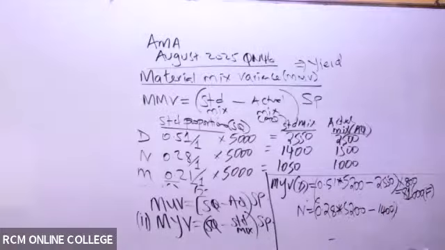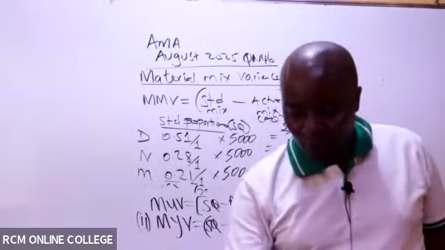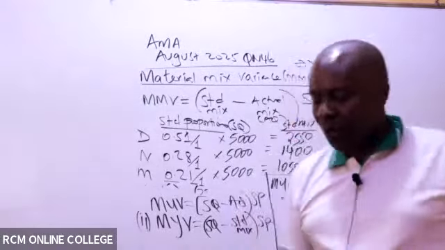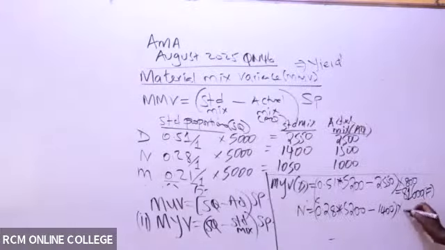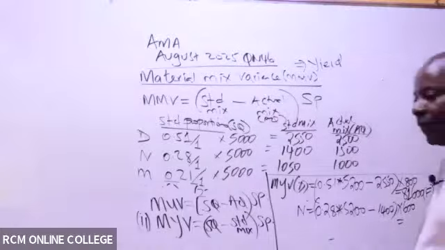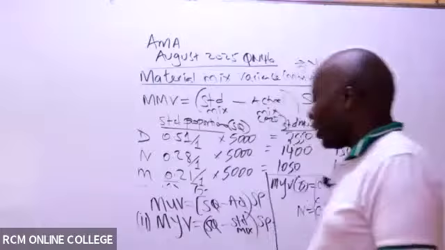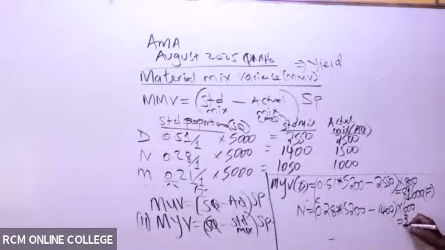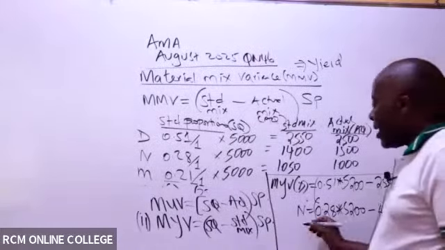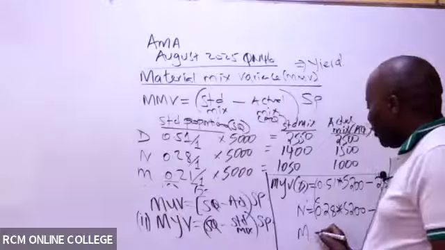Then multiply this with the standard price per kilogram for N, which is 600 per kg. So times 600. Is there somebody who is able to give me this number? I'm being told a number there: 33,600 favorable. 33,600 favorable, like that. And then you go with that great speed and give me the material yield variance for M.